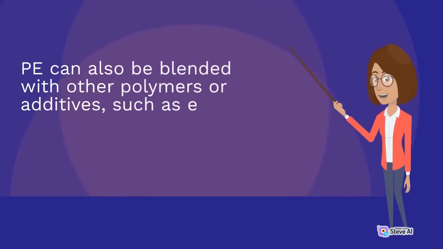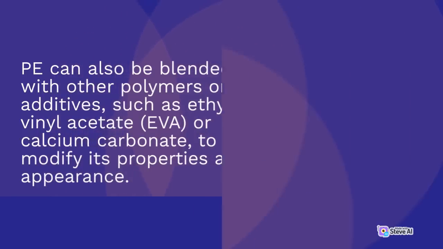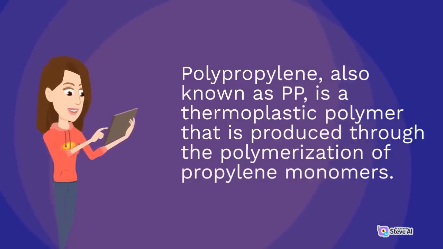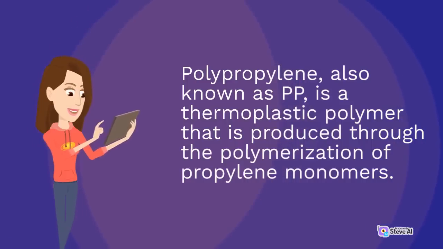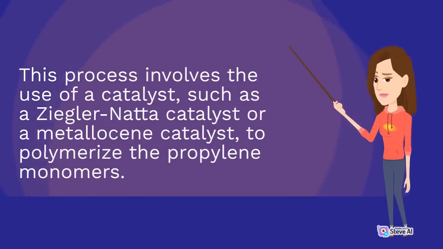PE can also be blended with other polymers or additives, such as ethylene vinyl acetate, EVA, or calcium carbonate, to modify its properties and appearance. Polypropylene, also known as PP, is a thermoplastic polymer that is produced through the polymerization of propylene monomers. This process involves the use of a catalyst, such as a Ziegler-Natta catalyst or a metallocene catalyst, to polymerize the propylene monomers.